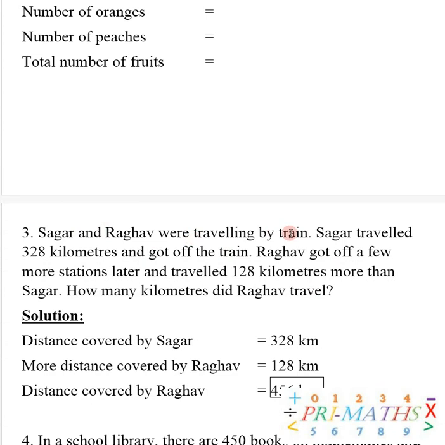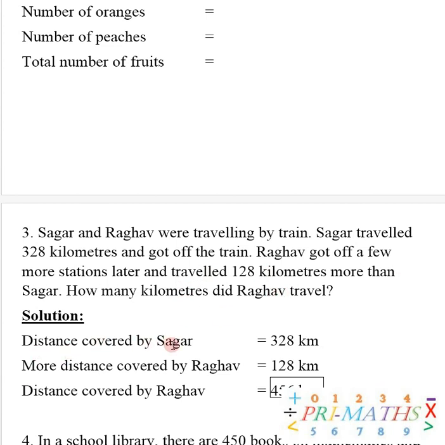Sagar and Raghav were traveling by train. Sagar traveled 328 kilometers and got off the train. Raghav got off a few more stations later and traveled 128 kilometers more than Sagar. How many kilometers did Raghav travel? So understand the question. Sagar and Raghav are traveling by train. Sagar traveled 328 kilometers. You know the exact distance that he has traveled. Then he gets off the train. Raghav got off a few more stations later. That is, he also traveled these 328 kilometers and he is going to travel 128 kilometers more than Sagar. So how are we going to find the total number of kilometers that Raghav traveled?